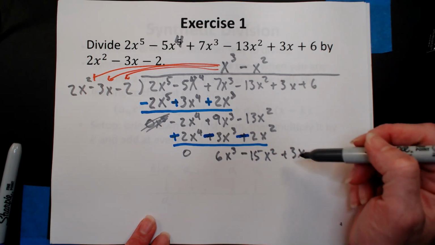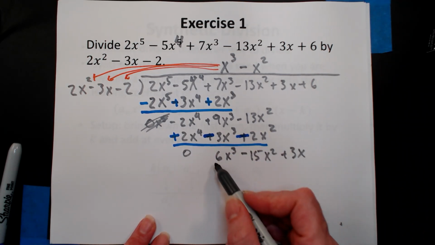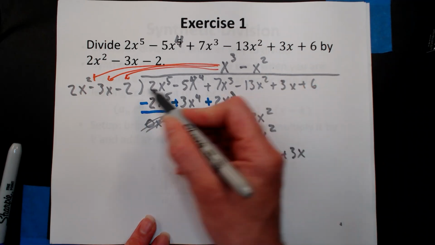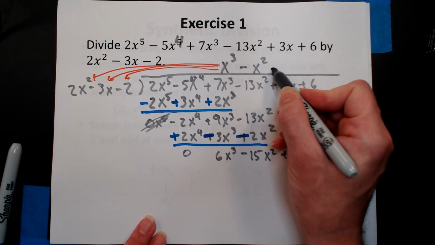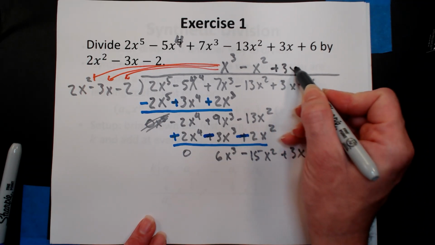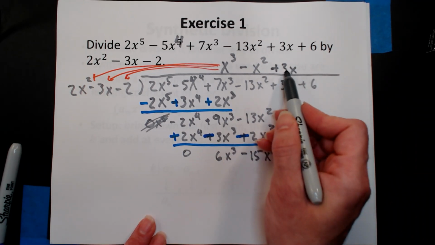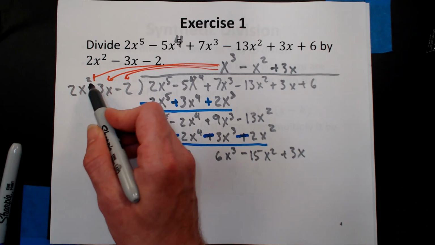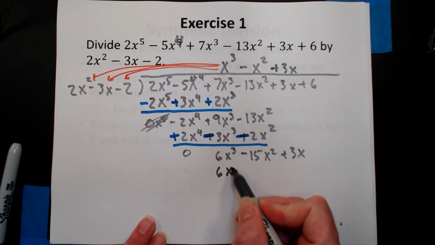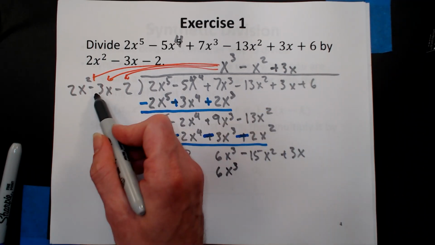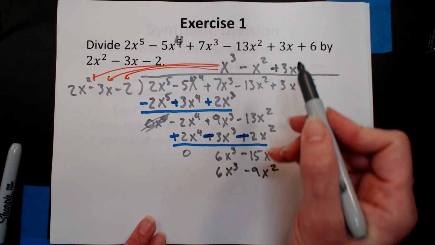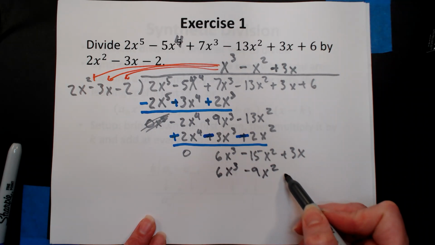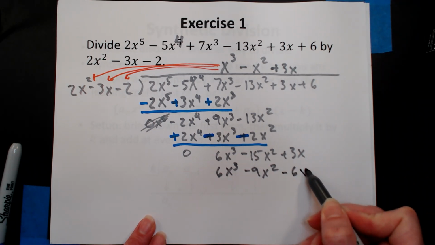And so with this, now what are we going to do? I need to get rid of this term right here. So I need to multiply 2x squared by, to get 6x to the third, I'm going to need to multiply that by positive 3x. So now I'm going to get 3x times 2x squared, so that's going to give me my 6x to the third. 3x times negative 3x gives me negative 9x squared. 3x times negative 2 gives me negative 6x.